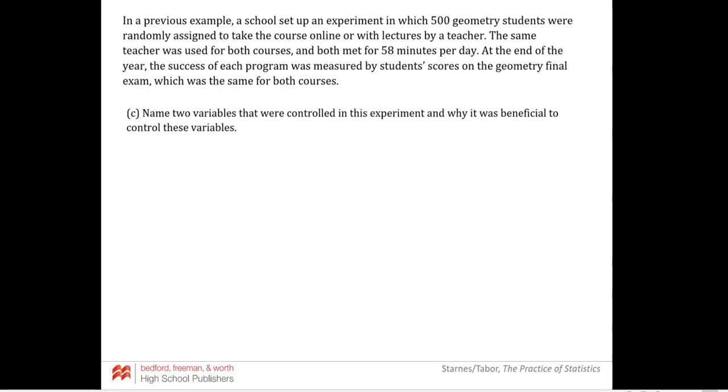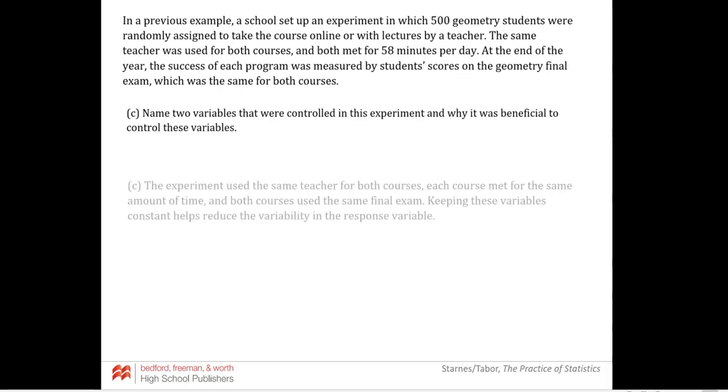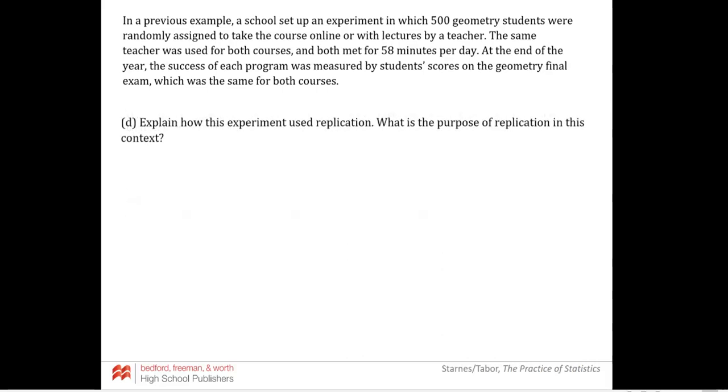Two variables that were controlled. It looks like the time was the same. They controlled that. They made it constant. And the teacher was the same. Also, the final exam was the same. So they did a lot of control on this one. It helps reduce variability in the results.